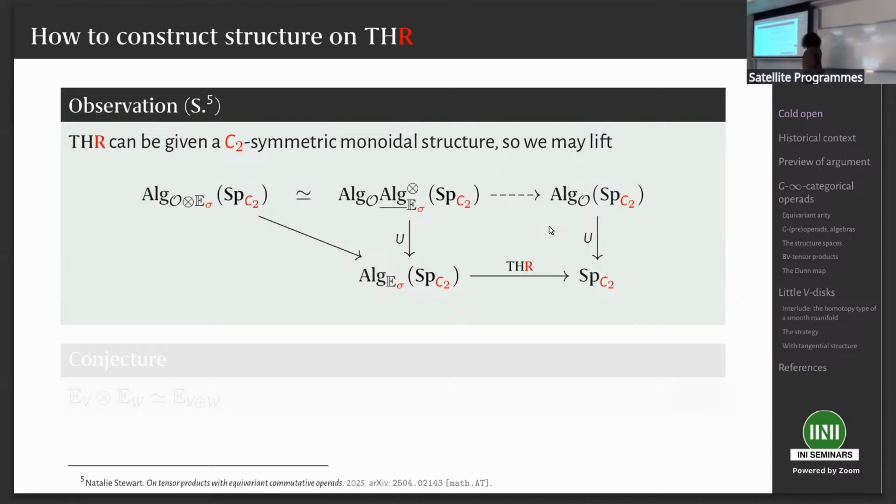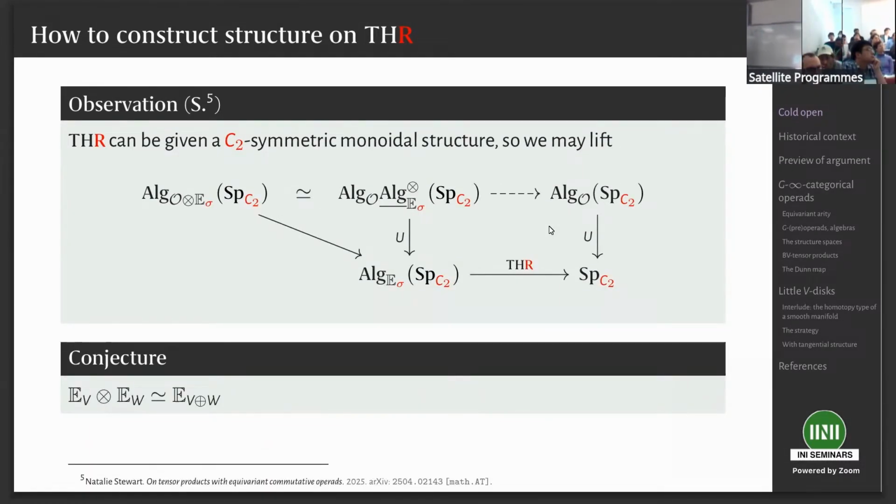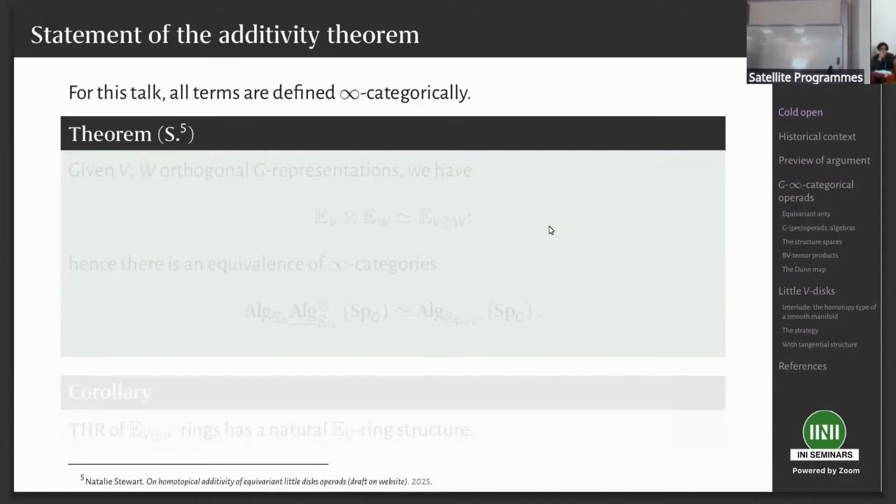And the obvious conjecture, by my framing, is, well, we have these little V-disks operads. These are almost the only G operads that we have. So the obvious conjecture is, hopefully they're additive. I couldn't find anyone conjecturing this, but it's an obvious thought. You tensor them together, you get another little disk operad, and in particular, it's kind of forced on you that it has to correspond with little V direct sum W. And indeed, that's what I want to talk about today.